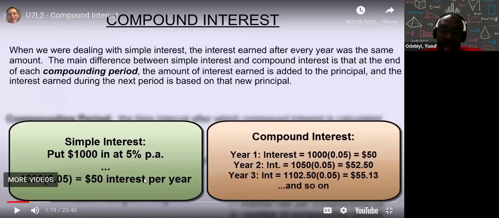So you can see it's going to change after year 3. I have a new principal, right? And in year 4, I'll have a new principal. Therefore, my interest amount would be different each year. Okay, that's a big difference, especially if you're doing investments. You can see it'll grow faster because now it's compounded.